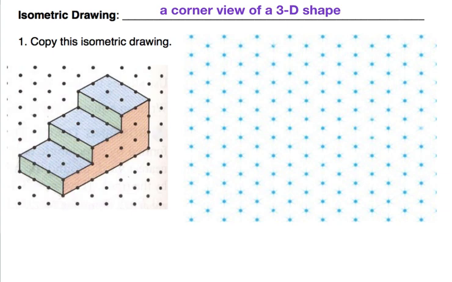A good place to start on any isometric drawing is to start with a base. So let's look at the base sides here and here and figure out how long they're supposed to be in our own drawing. See how this section here is connecting 4 dots? So the step in the staircase is 4 dots wide. So when we're copying that over to the right, we need to be certain that we're connecting 4 dots. 1, 2, 3, 4.